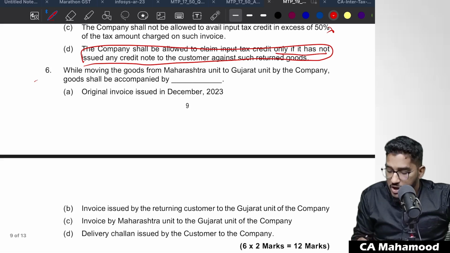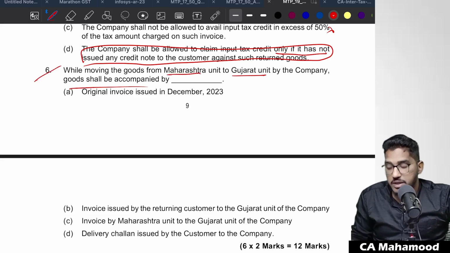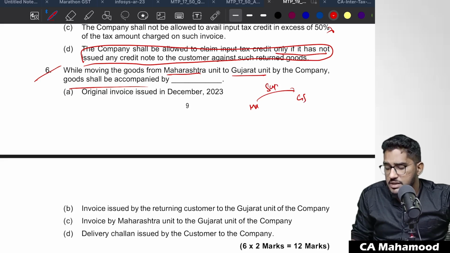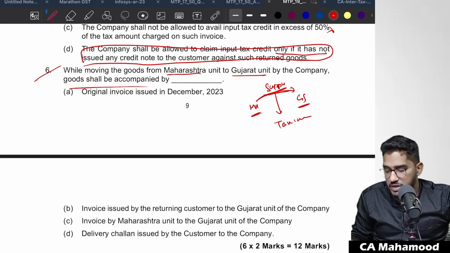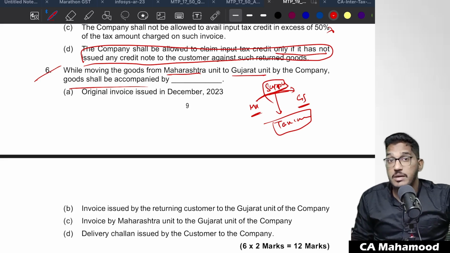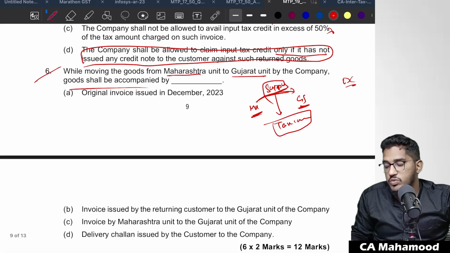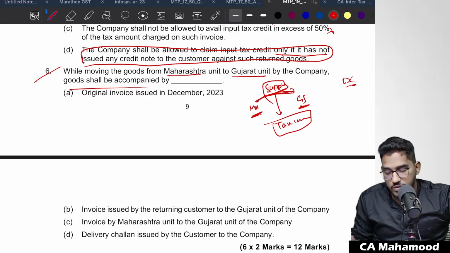Next one. While moving the goods from the Maharashtra unit to the Gujarat unit by the company, goods shall be accompanied by what? As I have told, when the goods are getting moved from Maharashtra to Gujarat, it will be treated as supply even though there is no consideration. And whenever you are making supply, that movement should be accompanied by a tax invoice. If the movement is happening other than supply, then we will give a delivery challan. But this is not other than supply, this is supply only. This movement has to be supported by an invoice.